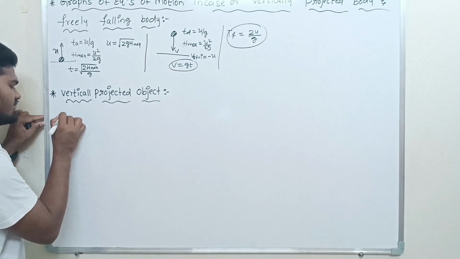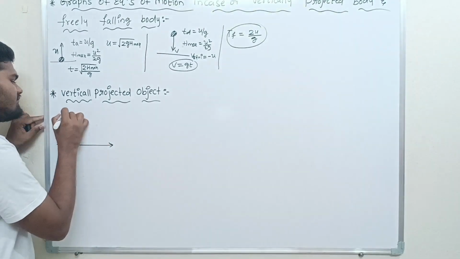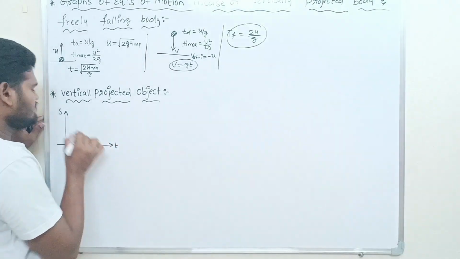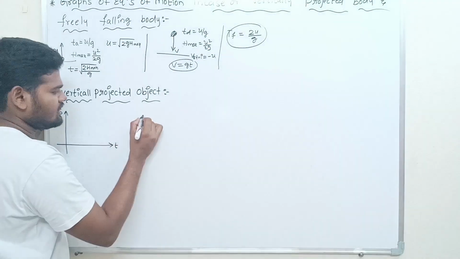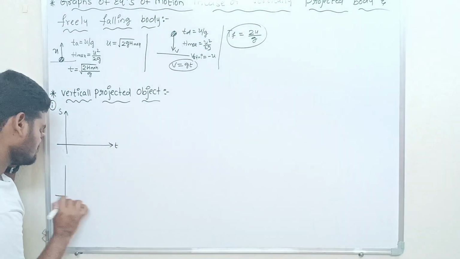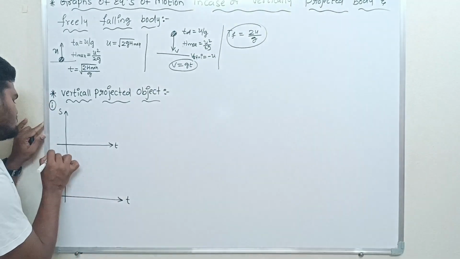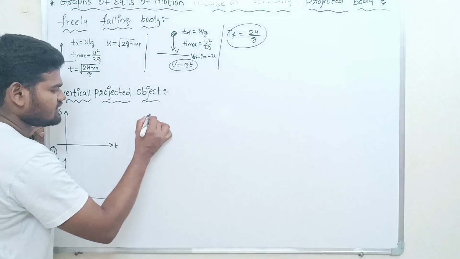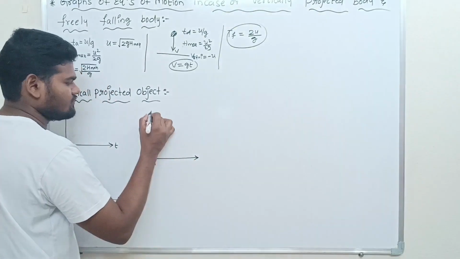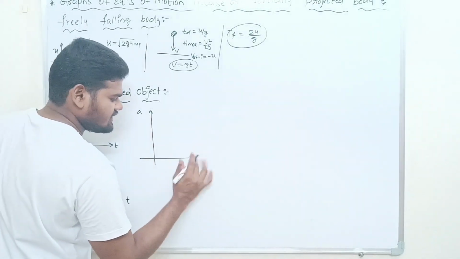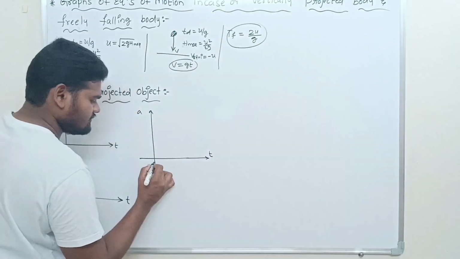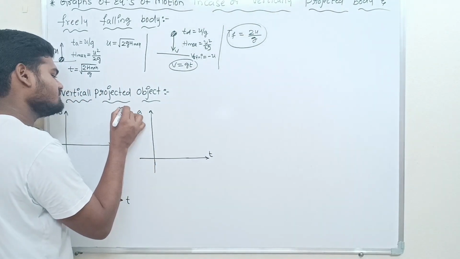I'm going to draw the graphs for displacement versus time. This is the first graph, and the second graph is for velocity versus time, and the third graph for acceleration versus time. So this is the third graph.